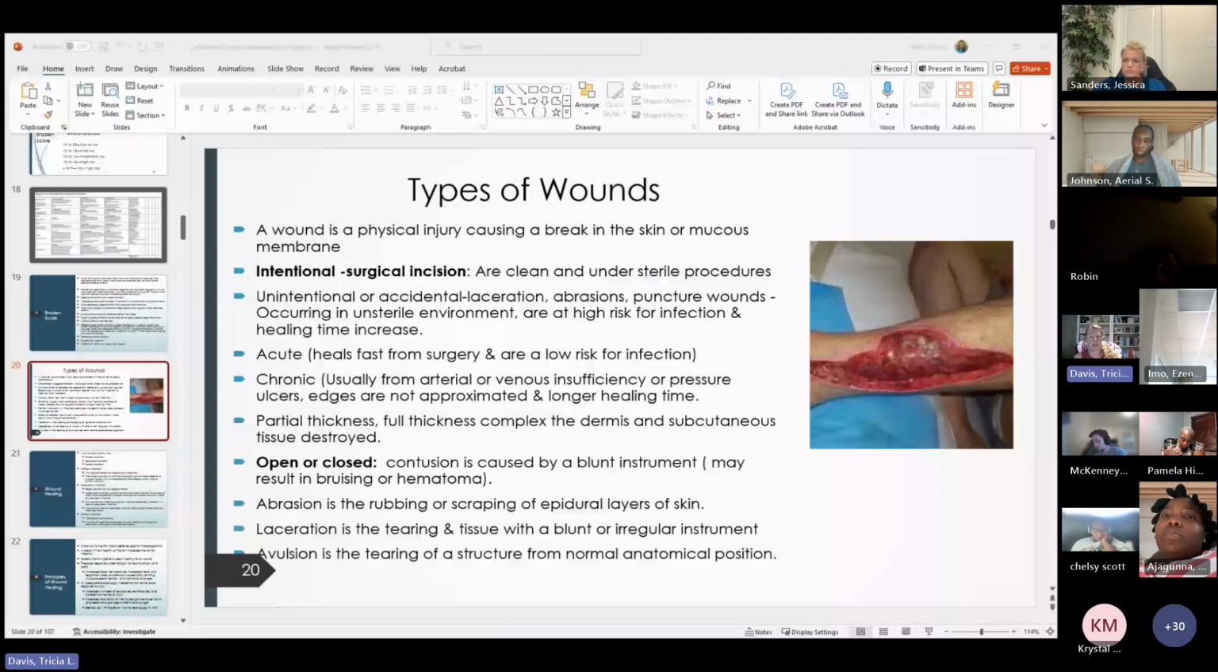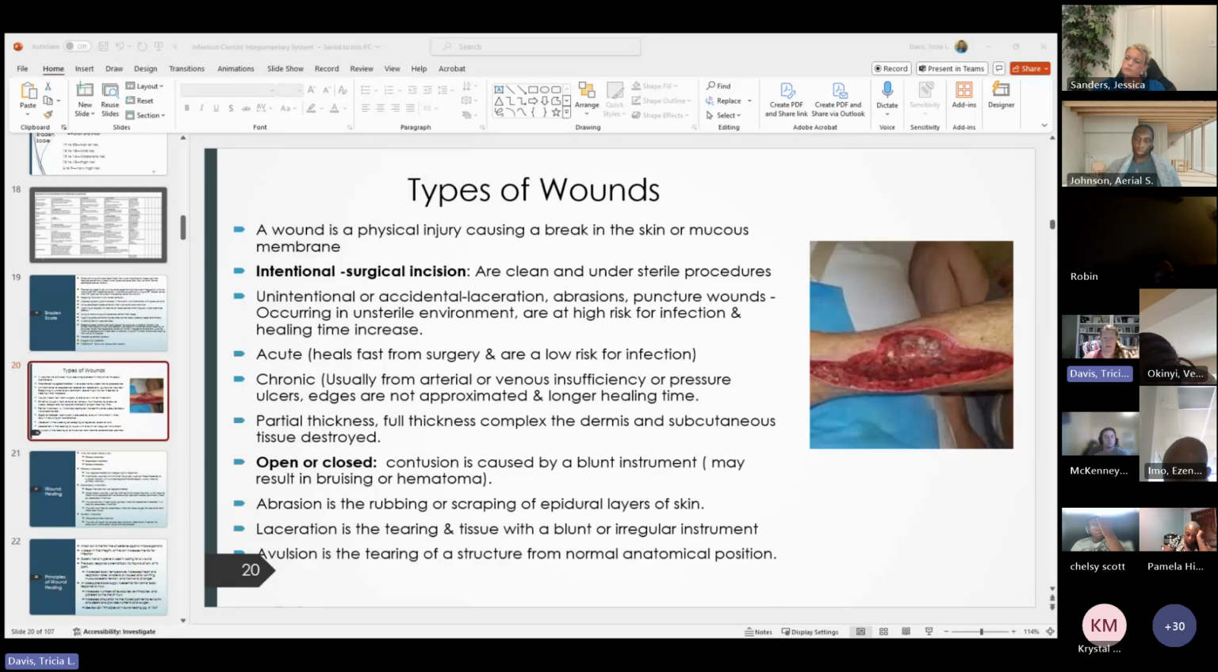Any unintentional type of wound would be, did your patient accidentally cut themselves with a knife? Did they fall down and they have an abrasion on their skin? Did they have a puncture wound? Maybe they got bit by a dog. Anything that would occur in any type of unsterile environment. So we know any of these unintentional wounds are going to be at the highest risk for infection, okay? And because they're at a higher risk for infection, we know that it's going to take a lot longer for these wounds to heal.